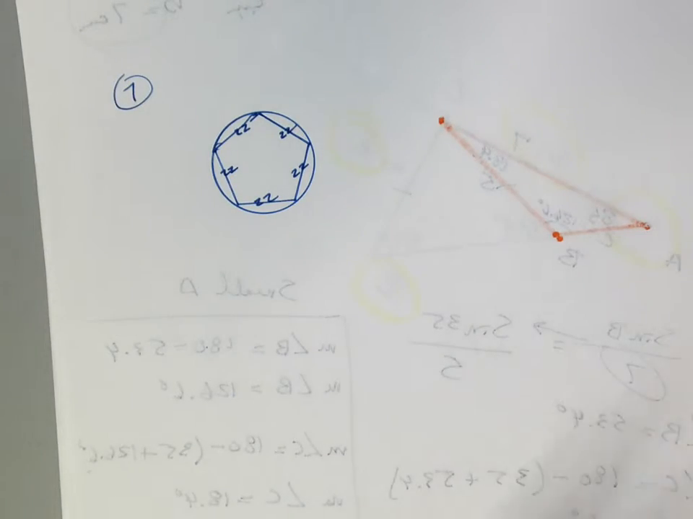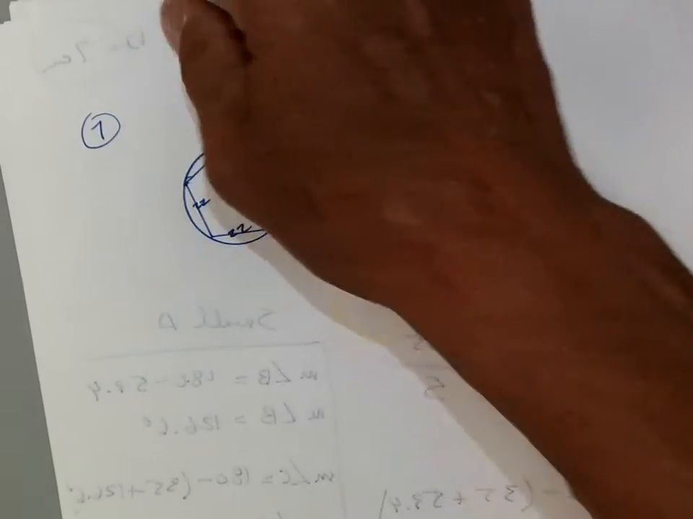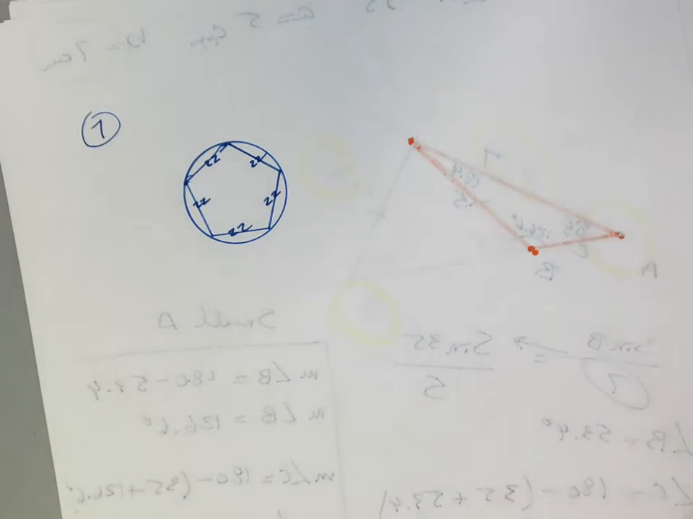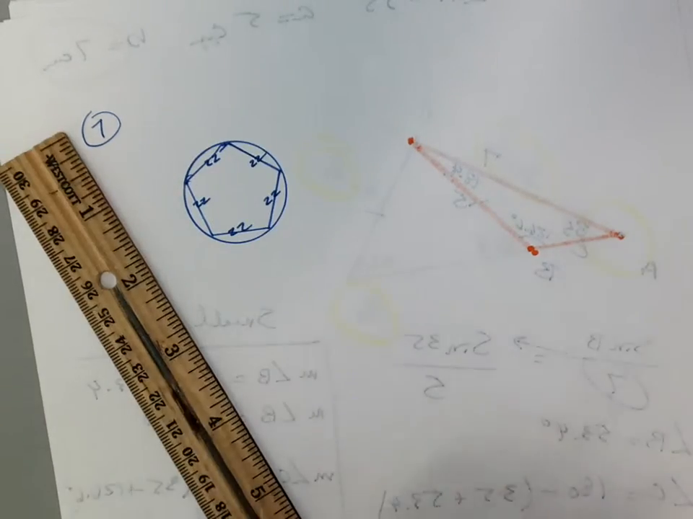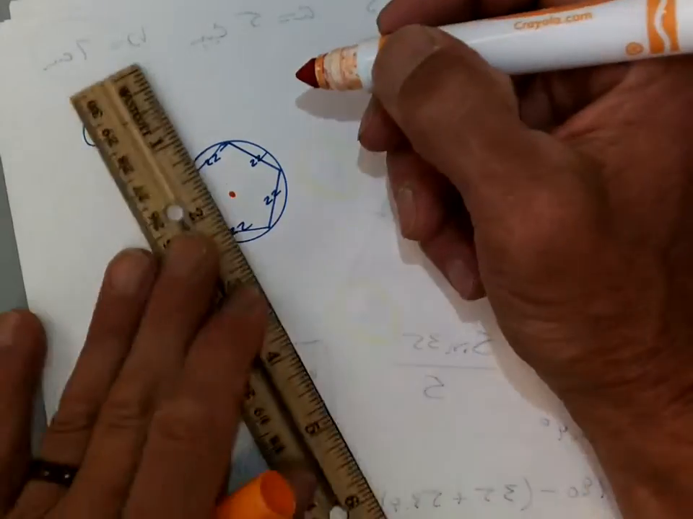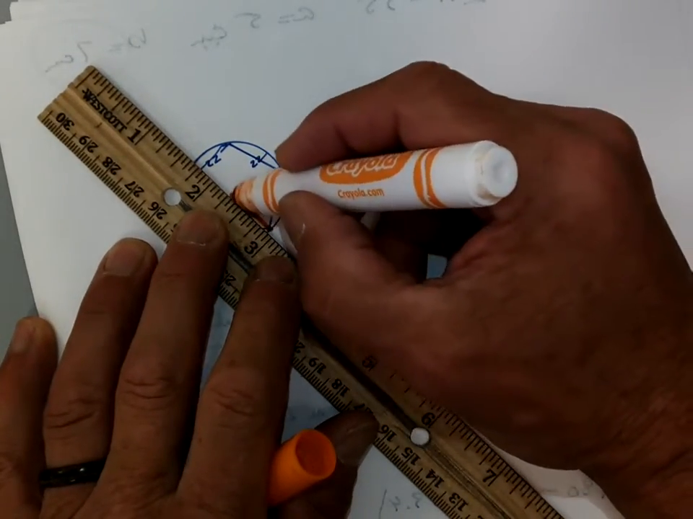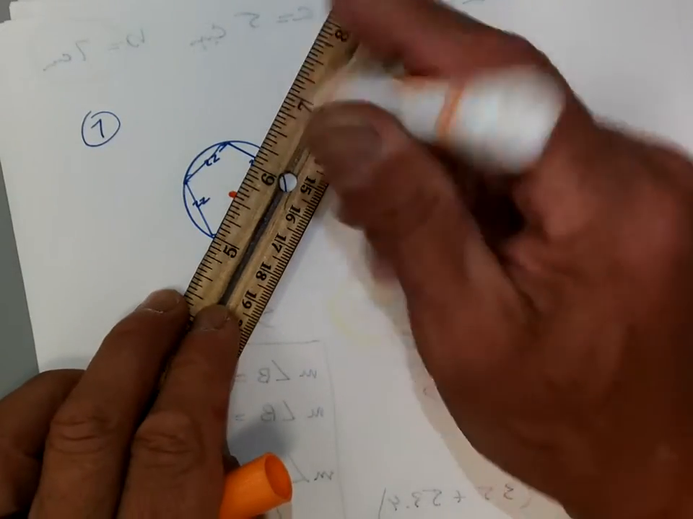Okay, now this problem's not that hard because there are 5 triangles in this pentagon. Let me draw it, okay? And we're only going to look at one, and then we'll multiply by 5, okay?